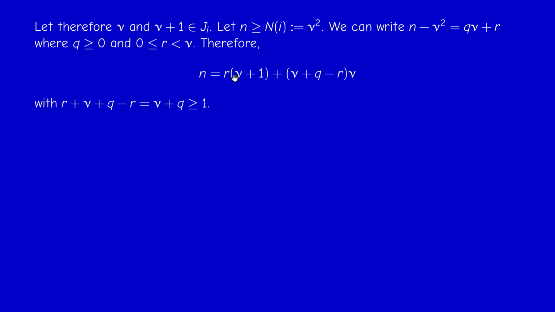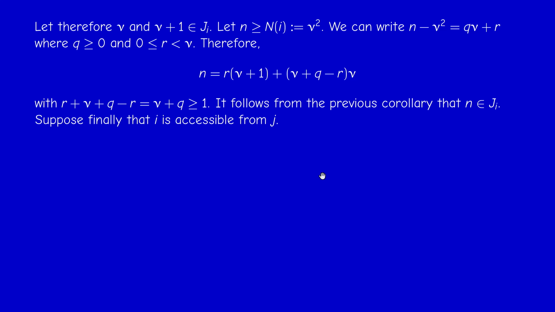Why? Because now this is a positive linear combination of nu plus 1 and nu, and the coefficients, which are r and nu plus q minus r, actually, if I do the sum, I get nu plus q, which is at least 1. So not all of them are 0, right? Therefore, from the corollary, nu and nu plus 1 are in Ji, so the linear combination of them is in Ji, so n is in Ji. So n was an arbitrary number bigger than nu squared. So starting from nu squared, all n will be in Ji, and that's it. So the capital N is nu squared.